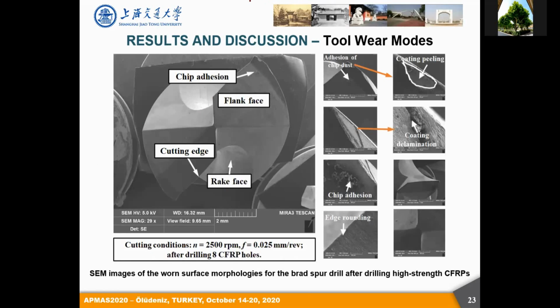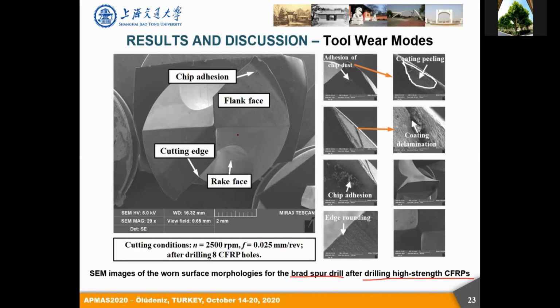Finally, we also sought to identify the dominant tool wear mechanisms governing the drilling of the high-strength composite materials. When machining the high-strength composite materials, one of the key challenges is the rapid tool wear that leads to a short tool life as well as increased machining cost. Here, this image shows the obtained results of the SEM morphologies for the worn tool edges of the braided spur drills after the drilling of the high-strength CFRP composites.